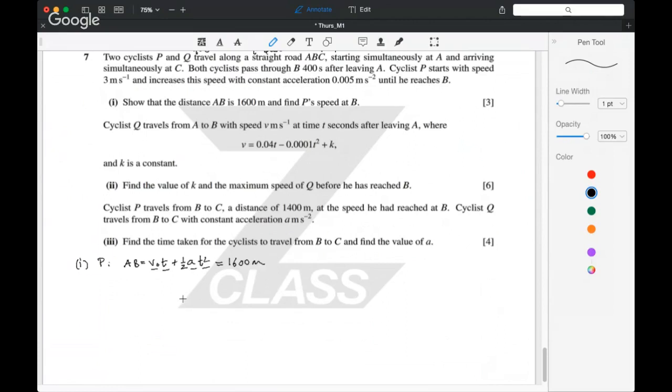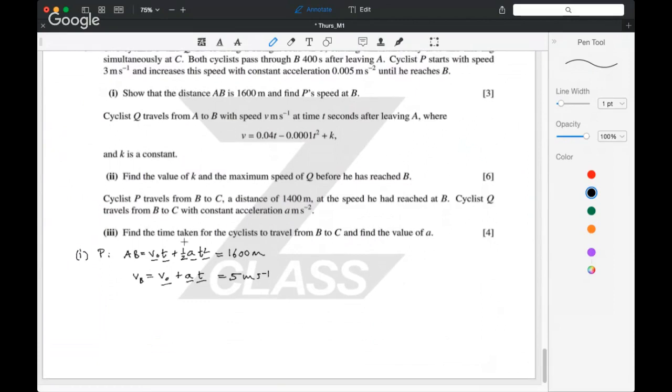And then we're asked to find his speed, or her speed. And we can again just use that v at B is equal to the initial velocity plus acceleration times time. So we have the initial velocity, we have the acceleration, we have the time. No problem.